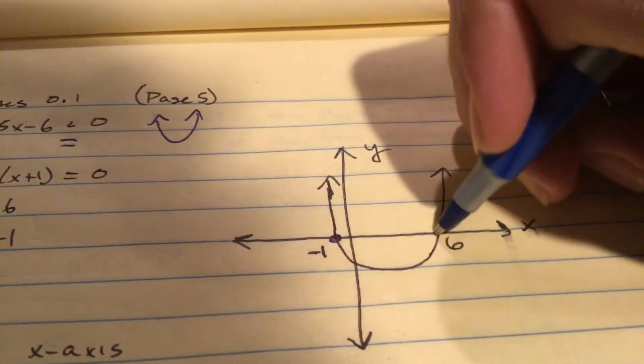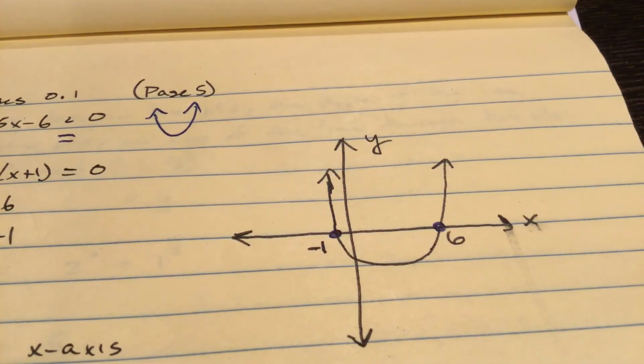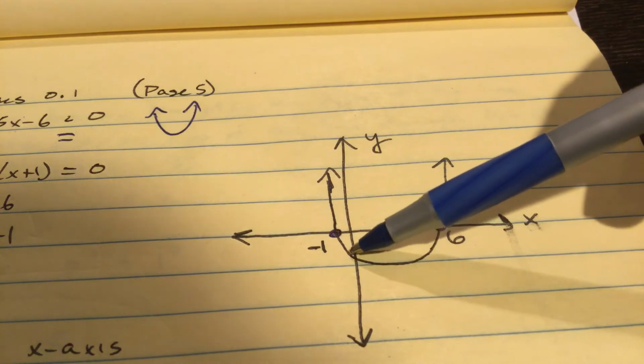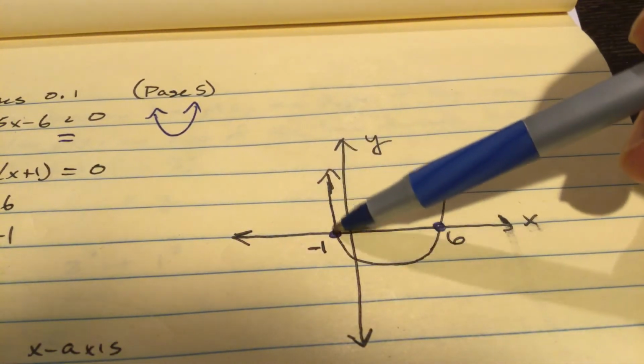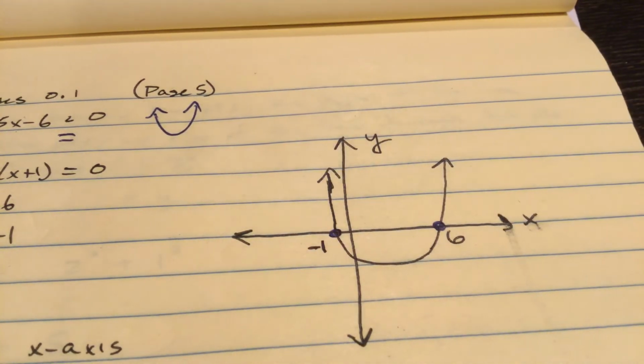Anyway, there's -1. There's 6. I know it makes a U, okay? Positive x squared. I know -6 is the y-intercept, when you plug 0 in. That doesn't have to be to scale. So look at this. I used to teach it by making the same intervals that we did: negative infinity to -1, -1 to 6, 6 to infinity. But because this is a parabola, I know what the graph is.